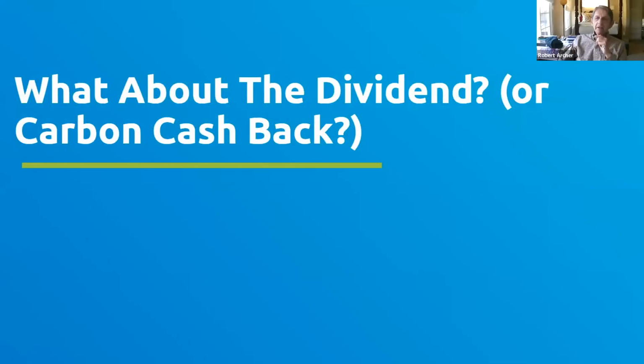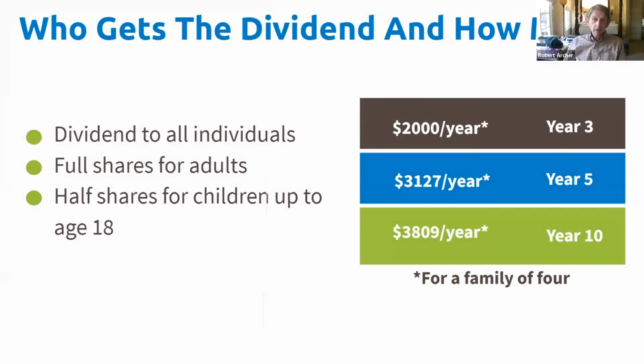The second leg, the dividend, household dividend, or carbon cashback. I think now is the time for CCL to emphasize the importance of the dividend for inflation issues, household equity, and the long-term durability of the policy.